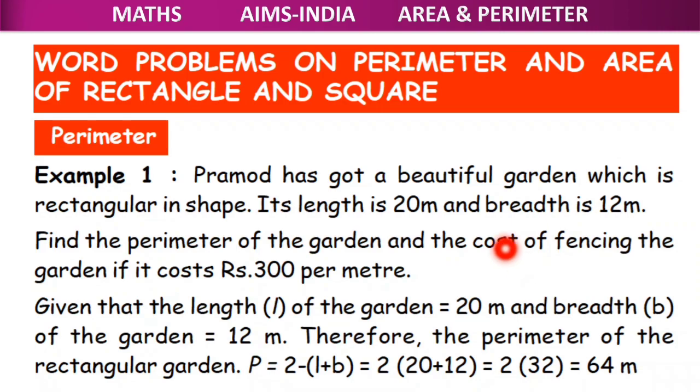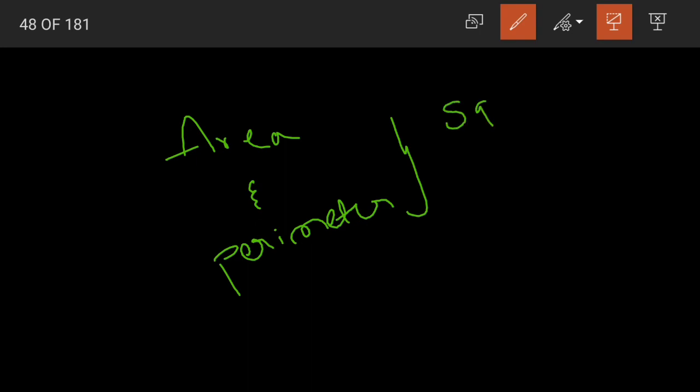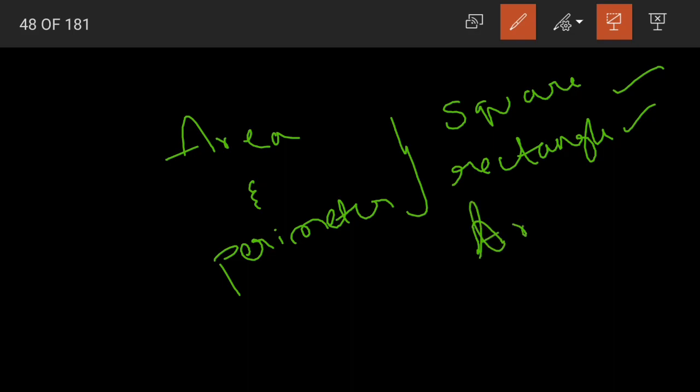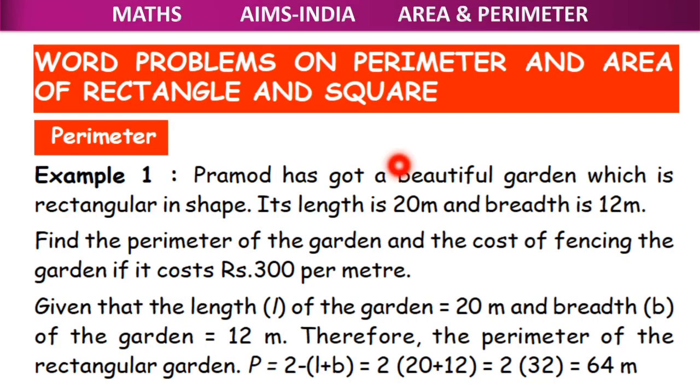In today's class we'll discuss word problems on perimeter and area of rectangle and square. In the previous classes we have learned how to find the area and perimeter of three different geometrical shapes. What were they? We've learned how to find the area and perimeter of a square, the area and perimeter of a rectangle, and also how to find the perimeter of a triangle. Yes or no? Yes. So in today's class, using those area and perimeter formulas, we are going to solve word problems.